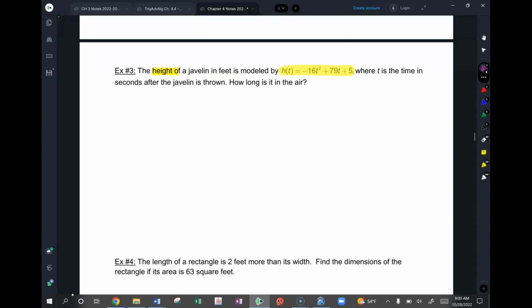Okay. So it's in the air from the time that it left the ground to the time that it got back to the ground, right? When it was on the ground, both times, h is what? 0. Okay? So first, set h(t) equal to 0. When I figure out when it was on the ground, I can figure out how long it was not on the ground, right? So negative 16t squared plus 79t plus 5 is equal to 0.